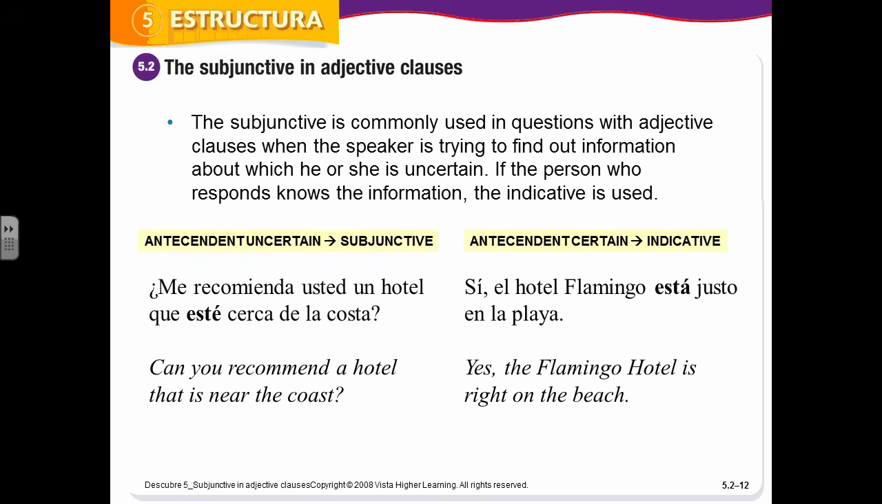So an uncertainty question would be, me recomienda usted un hotel que esté cerca de la costa? First of all, recomendar is a subjunctive trigger. But even if it wasn't here, we're not sure if it exists. Can you recommend a hotel that is near the coast? So we'd use a subjunctive. The answer, you don't have to answer in the subjunctive. Sí, el Hotel Flamingo está justo en la playa.